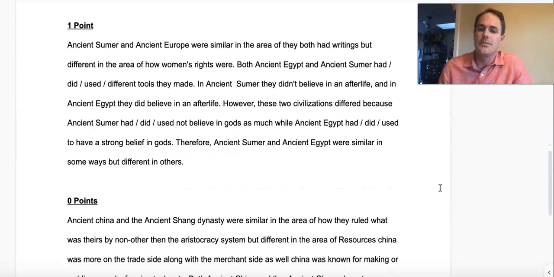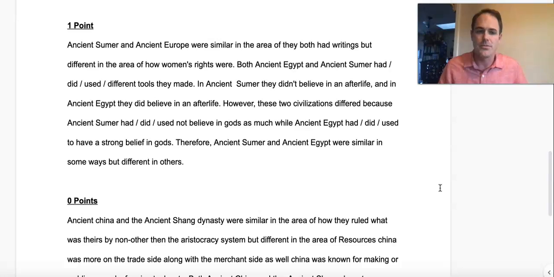Ancient Sumer and ancient Egypt were similar in the area of they both had writings. Not a theme, but related to the theme. But different in the area of how women's rights were. Again, not a theme, but related to this theme. Here's an example of giving evidence in your topic sentence. Because if you give evidence in your topic sentence, what do you have to write about? You've already given your evidence. They both had writings, and they differ in the area of women's rights. I mean, that's too detailed for a topic sentence. That's why the themes really should be in a topic sentence.